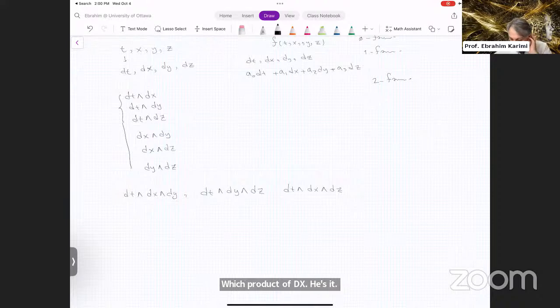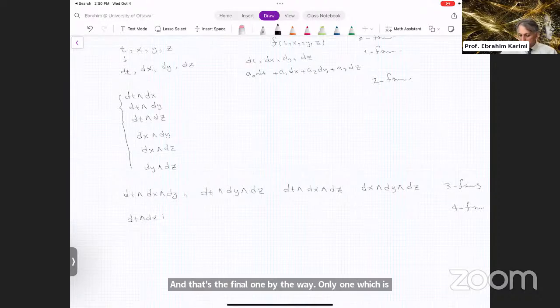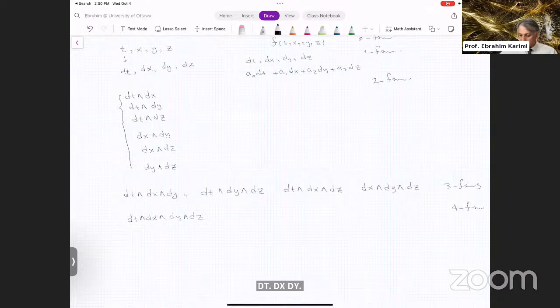There is another one, which is dx wedge dy wedge dz. Exactly, I have 4 of them. Lovely. So these are the 3 forms. What about the 4 form? That's the final one, by the way. Only one, which is dt, dx, dy, and dz. I have only 1 4 form. Lovely, thank you.